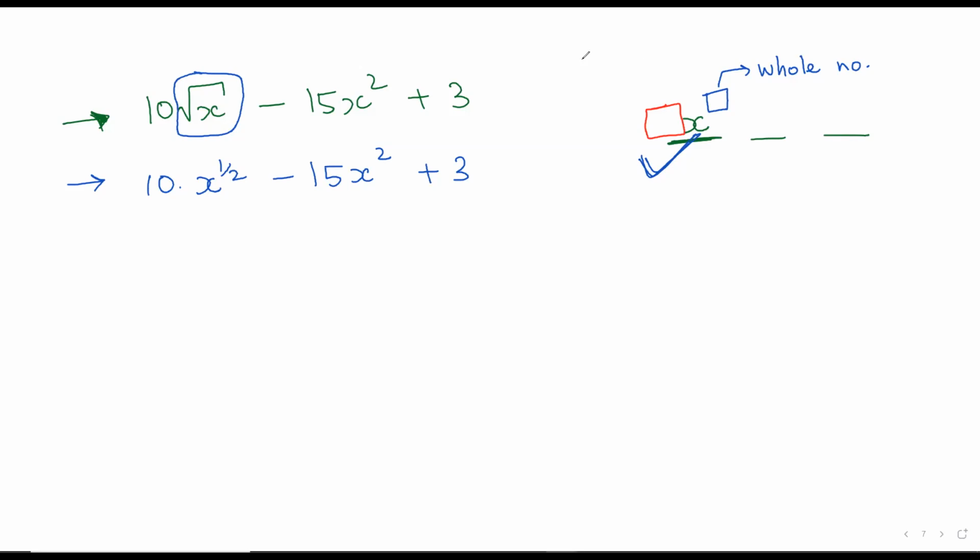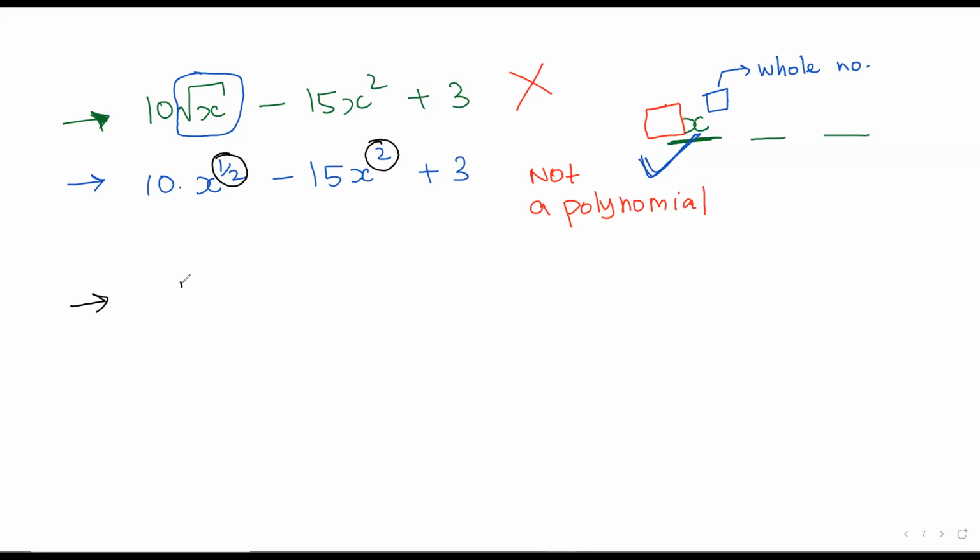So this is not a polynomial. Mridula, why is this not a polynomial? Ma'am, because 1 by 2 is not a whole number. Exactly. So in any of the terms, the exponent of x cannot be a fraction and it cannot be a negative number.